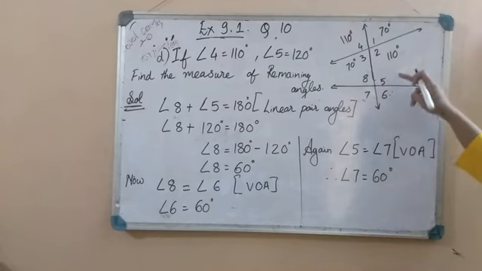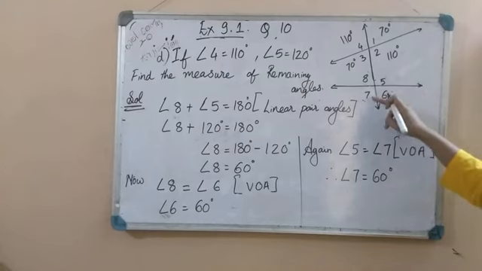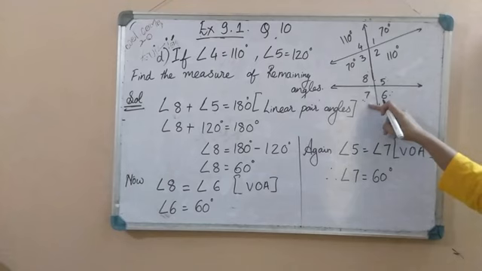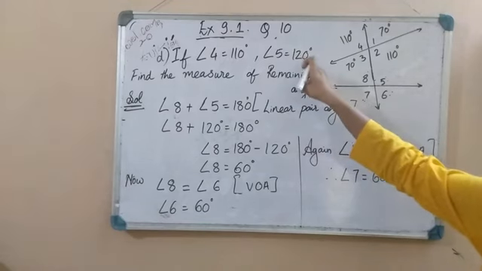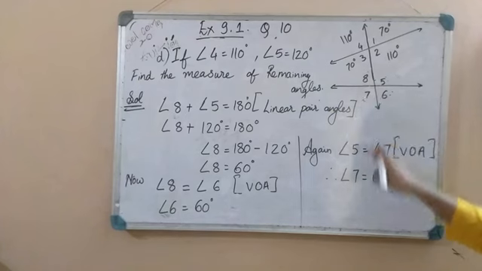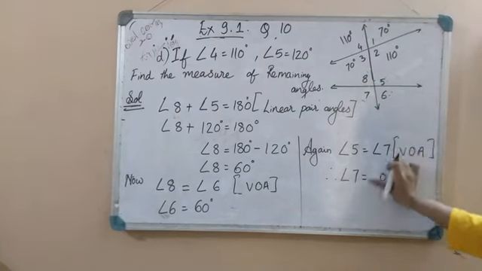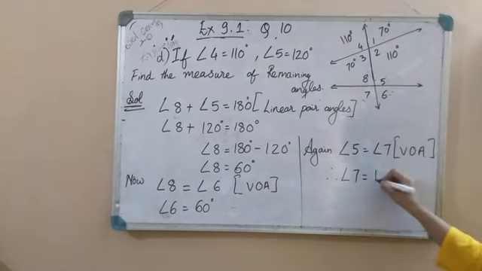Now, angle 5 and angle 7 are vertically opposite angles. The measure of angle 5 is already given, 120. So, the measure of angle 7 will be 120 only.